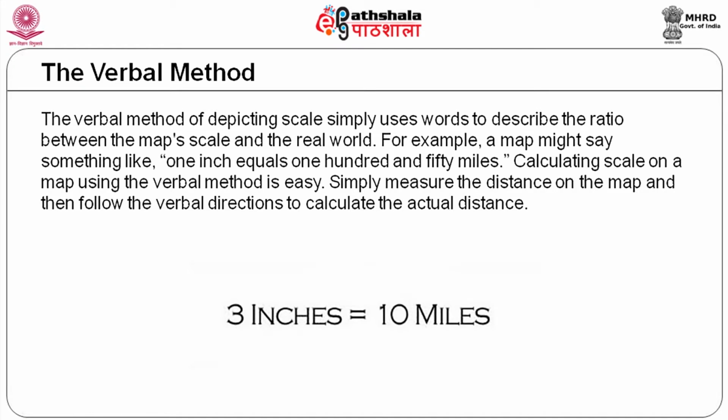So when you talk about the next method, the verbal method, we simply say what the value is. Say 3 inches is equal to 10 miles, or 1 inch is equal to 3 miles. So it becomes easy, very simple and easy for you to make measurements. You can also say 1 inch is equal to 150 miles and so on, because it all depends on what kind of scale you are going to use.